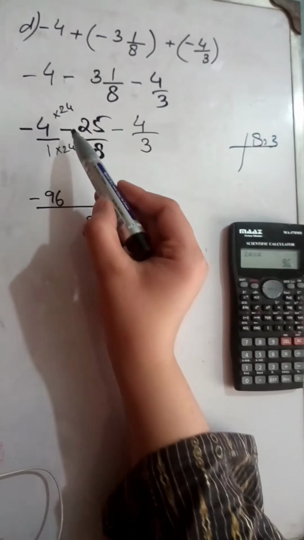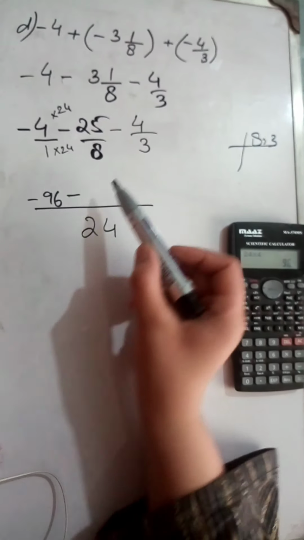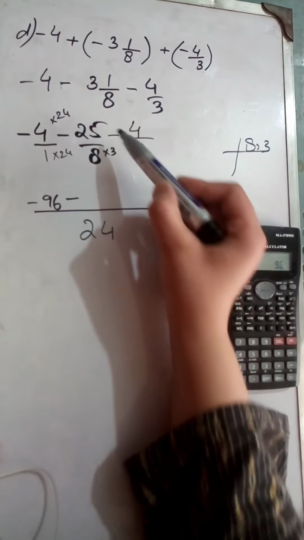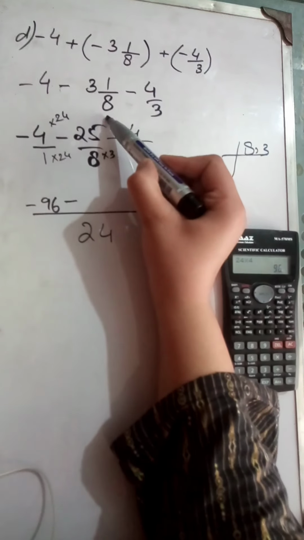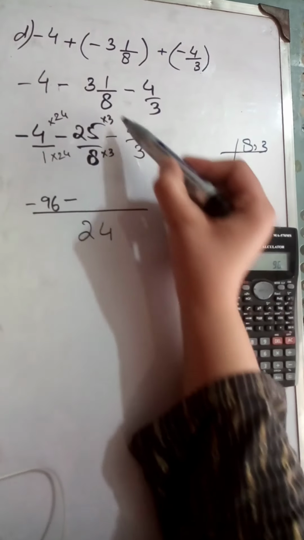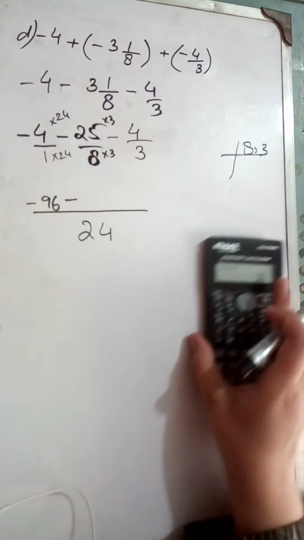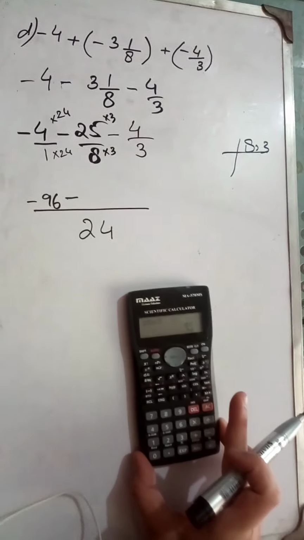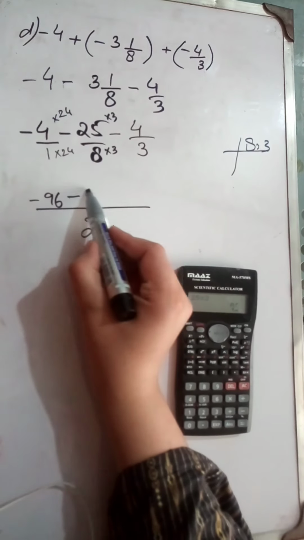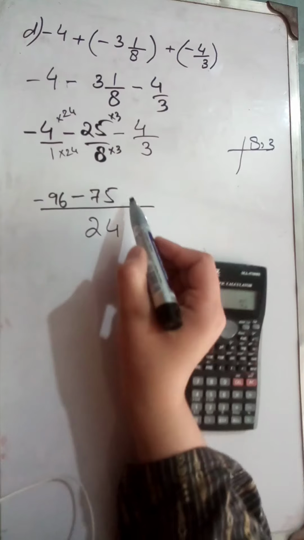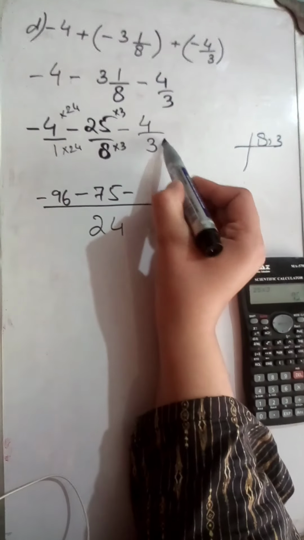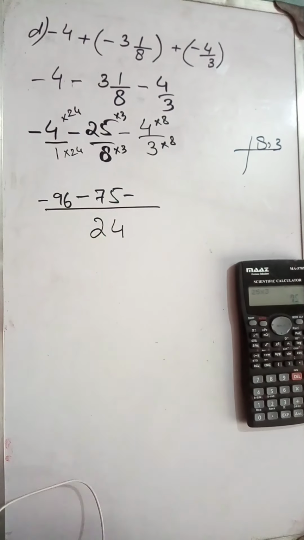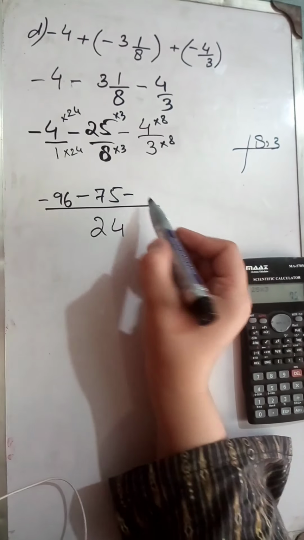Now what is the next sign? Minus. Okay, when we multiply 8 with 3, it becomes 24. Multiply this 3 also with the numerator of that fraction, only with this fraction. So we multiply 25 with 3, and we get answer 75. Next is minus. When 3 multiplies with 8, we get answer 24. Multiply that 8 also with 4. 8 4s are 32.